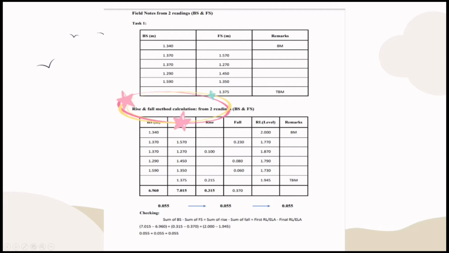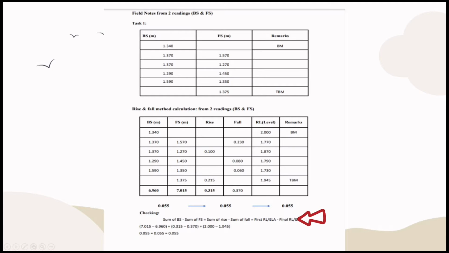After we get the field notes from 2 readings, backsight BS and foresight FS, we will use the rise and fall method calculation, which is the value of BS minus the value of FS, so that we get the rise or fall value. For the reduced level, RL, we start with 2.0, which is the benchmark. We subtract if the number is a fall and add if the number is a rise, so that the result is 1.77, 1.87, 1.79, 1.73 and 1.945.